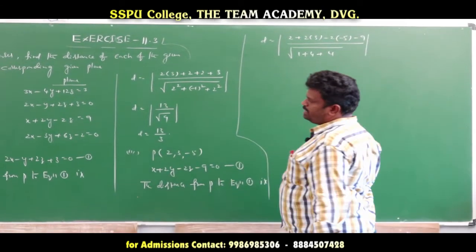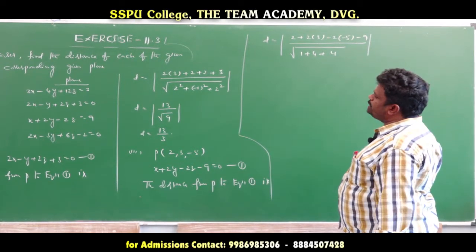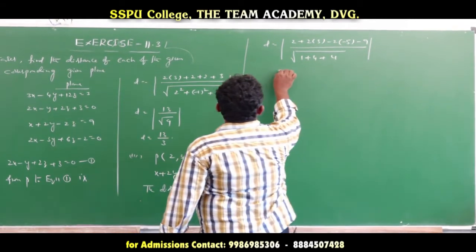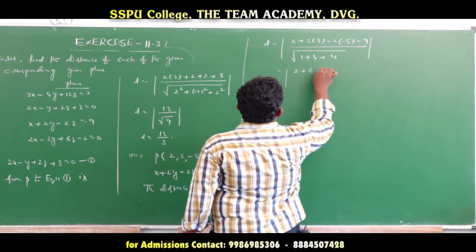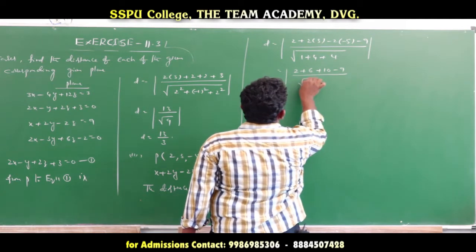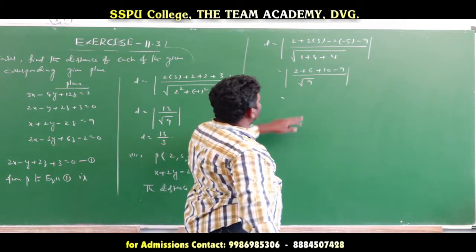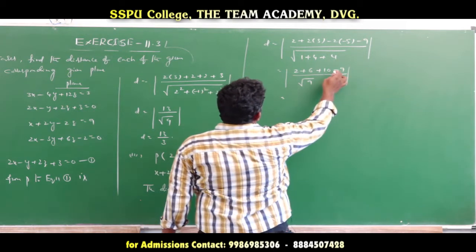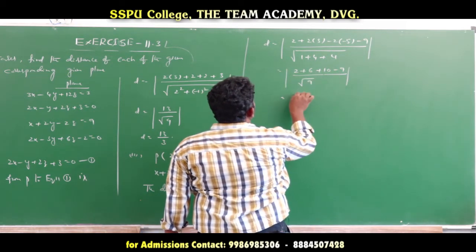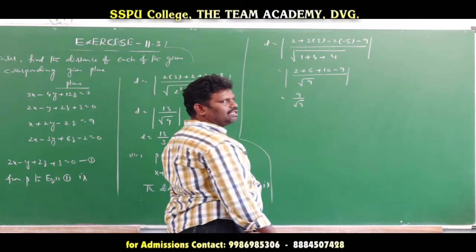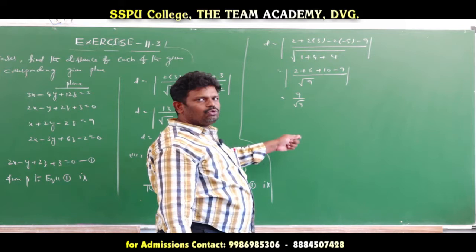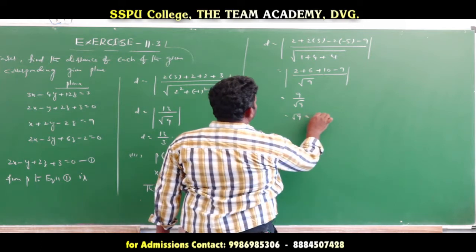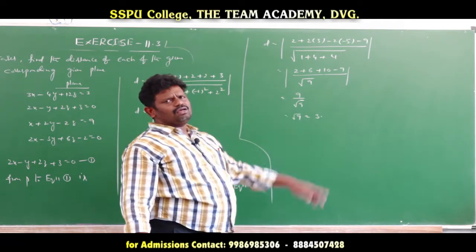Okay? Now see, first point 2, then 2 into 3 is 6, minus 2 into minus 5, and again minus 9. That is equal to 2 plus 6 plus 10 minus 9, divided by the square root of 9. That is 18 minus 9, so 9. So 9 by square root of 9. The square root of 9 is 3. So 3 by 3, and the 3s cancel.